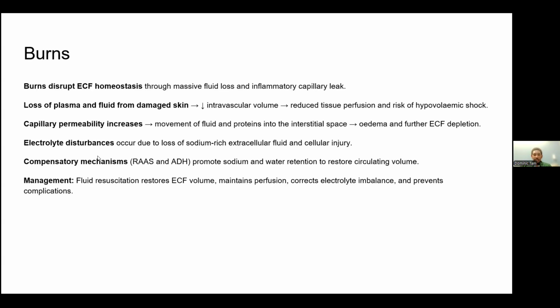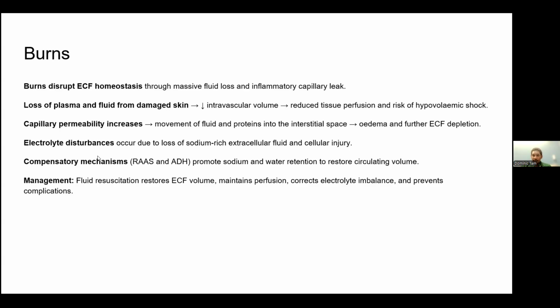In our burns patients, burns disrupt the homeostasis of the extracellular fluid via direct fluid loss, activation of the inflammatory response, and increased vascular permeability. Damage to the skin barrier causes loss of plasma, water, and electrolytes from the extracellular compartment, which is then going to cause a decrease in the intravascular volume, decreasing venous return and impairing tissue perfusion.